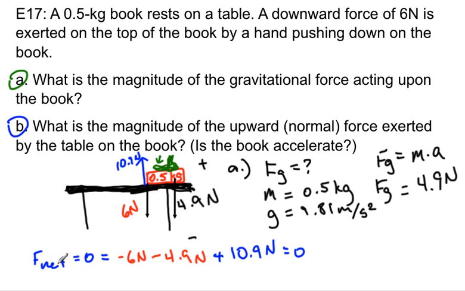Okay. So basically you have to know that you're not accelerating because the book's just sitting there. It's resting on the table. So that means our F net is 0. That means there's no acceleration. And that also means all the forces pushing down must equal all the forces that are pushing up. So the table has to be pushing up a total of 10.9 newtons. Okay, well, I'll give you all the answers on that one. Let's do another one.